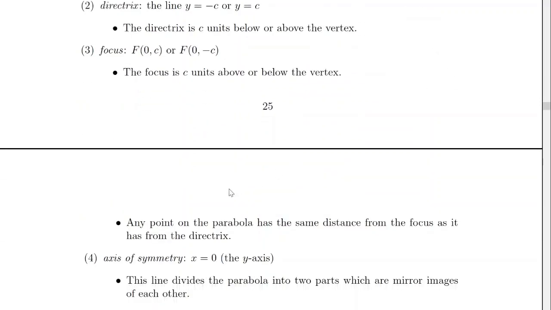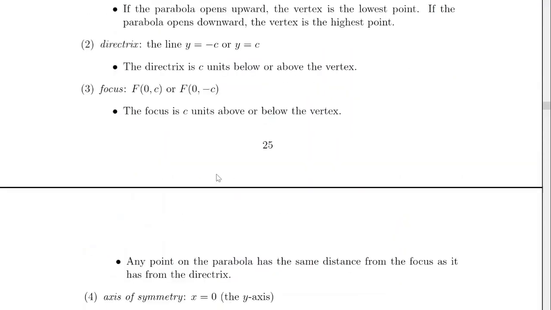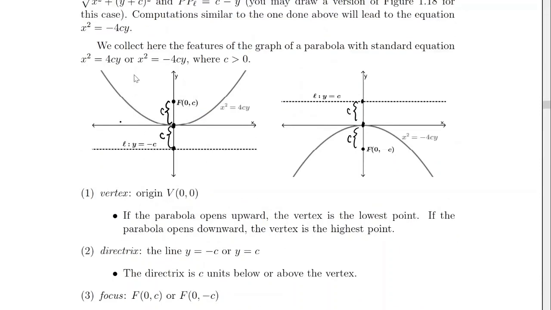Any point on the parabola has the same distance from the focus as it has from the directrix. And the axis of symmetry here, if we have a parabola that opens upward or downward, is this line. This is the y-axis, having the equation x = 0. This is the axis of symmetry. This is x = 0.